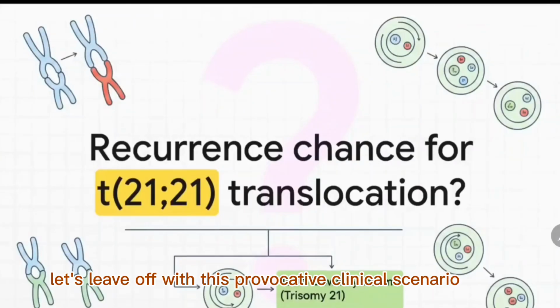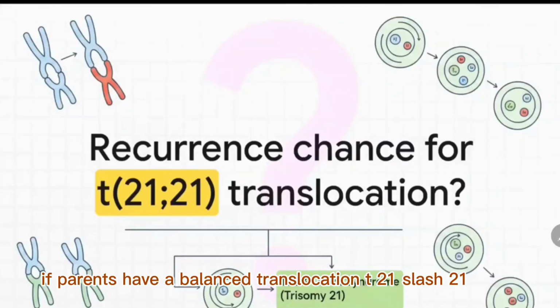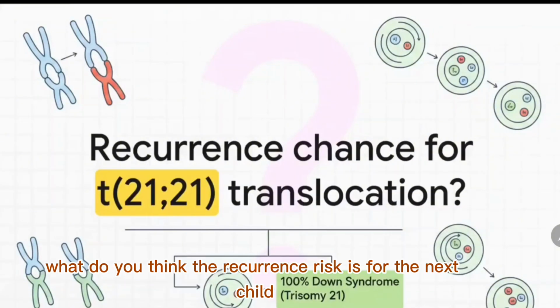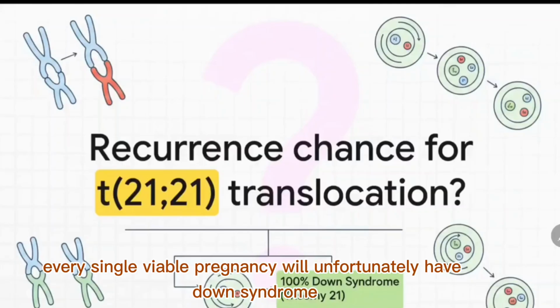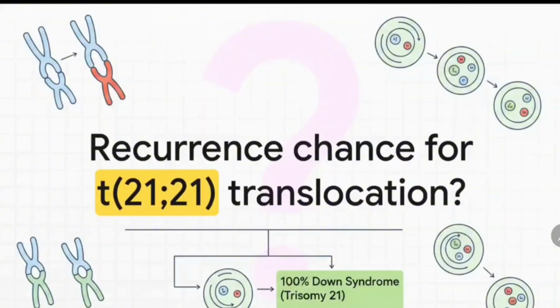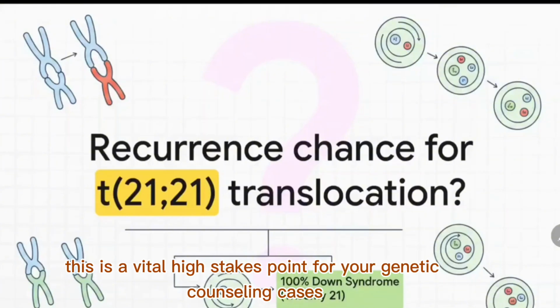Let's leave off with this provocative clinical scenario. If parents have a balanced translocation, T21/21, what do you think the recurrence risk is for the next child? The answer is an absolute 100%. Every single viable pregnancy will unfortunately have Down syndrome. This is a vital high-stakes point for your genetic counseling cases.